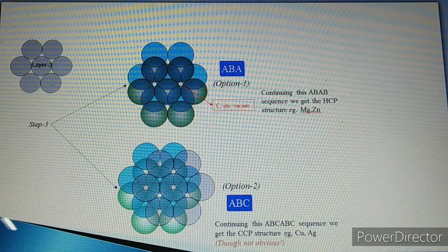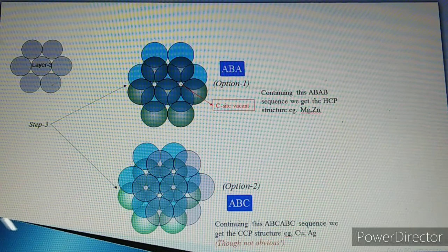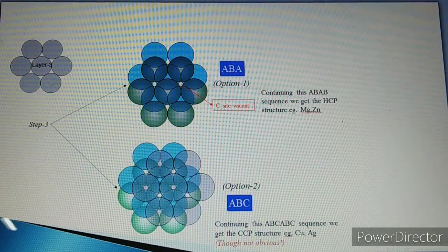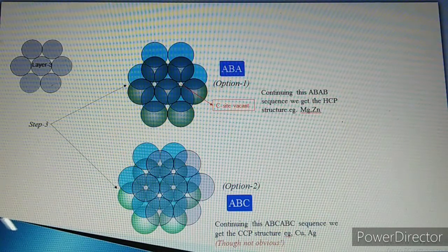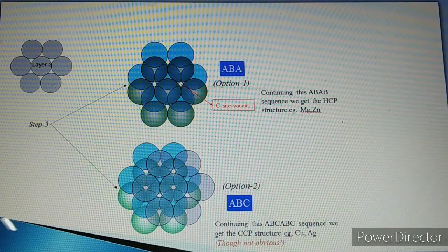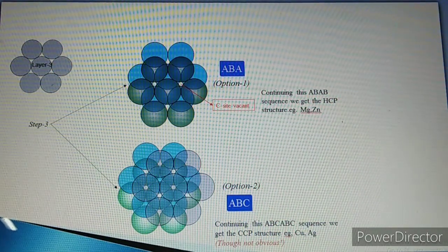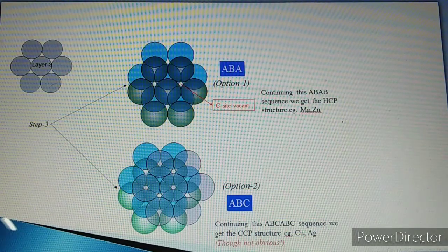ABA, we are saying that the bottom layer is the first layer, then the ash color spheres are the second layer, and the third layer is the light blue colored layer. And there are two ways of how these stackings are done. First one is ABA type and second one is called ABC type arrangement. So this is the placing of the third hexagonal close packed layer. See the first way, that is option number 1.